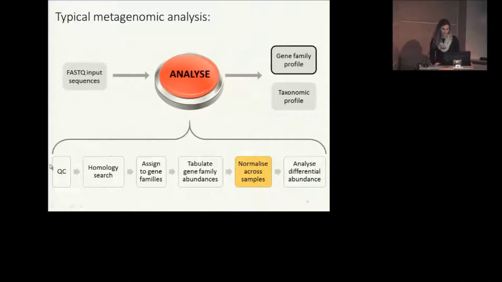Well, we start with some QC of the reads. Can you see that? Yeah, okay. Then those QC'd reads are used as queries for homology search against a database of proteins with annotated functions. Based on those hits, reads are assigned to gene families, and those assignments are tabulated so that we get a table of gene family abundances per sample. Then we normalize those gene family abundances across samples in order to perform differential abundance analysis, looking for biomarkers of different sets of samples.